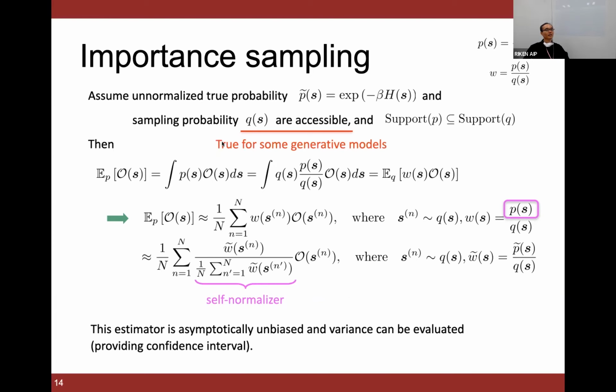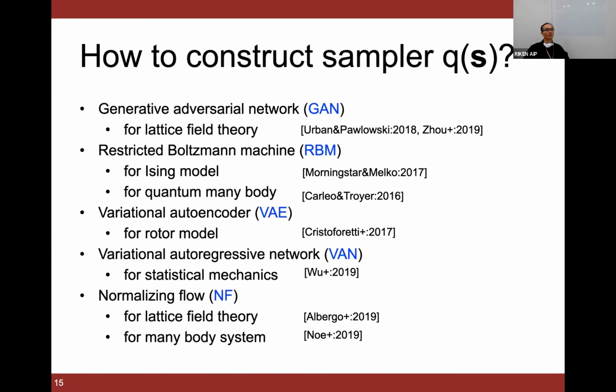And here I said that the sampling probability has to be accessible. And this is not supported by all the generative models, but some of them we can do. So there are two models which provide exact normalized sampling probability, which are autoregressive networks and normalizing flows.